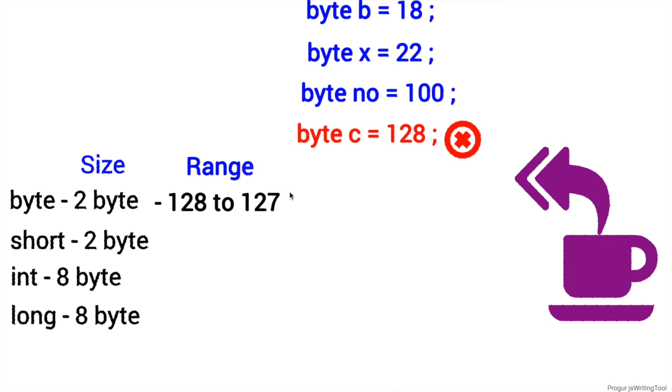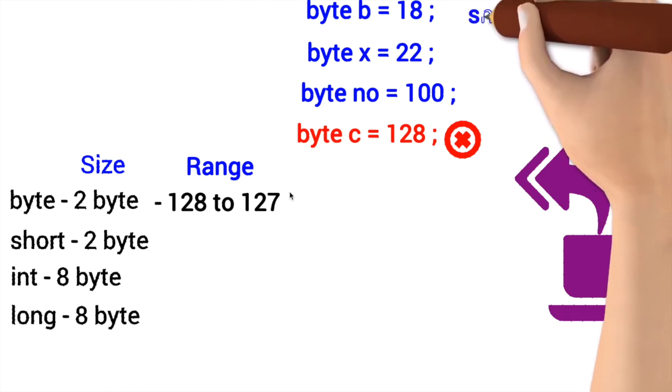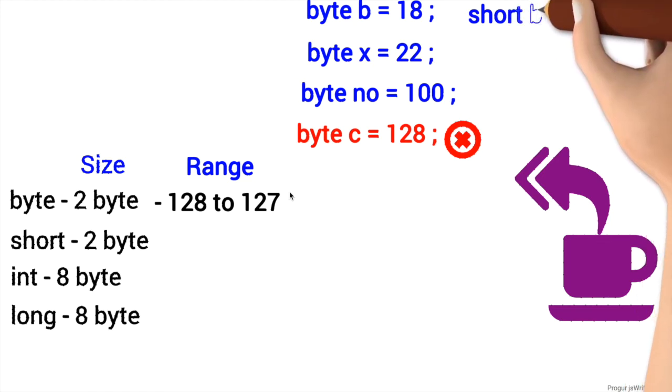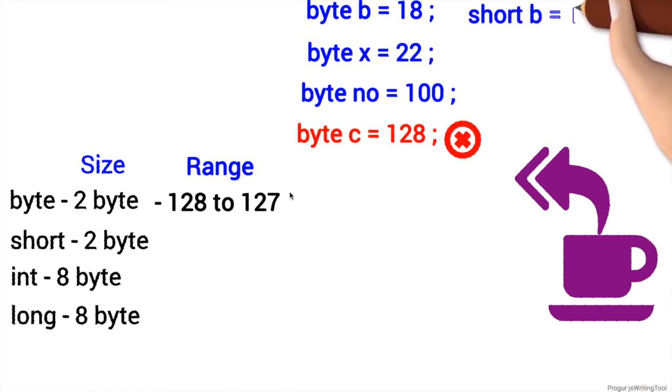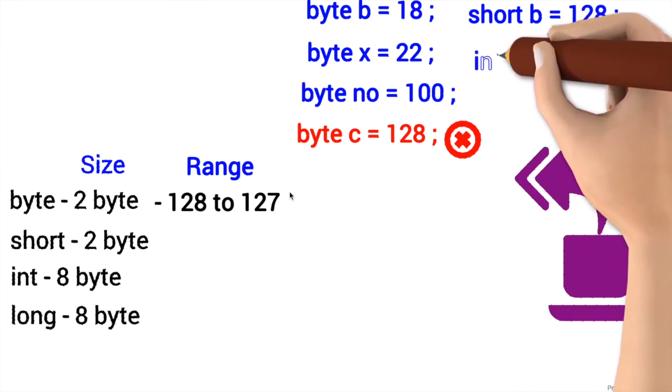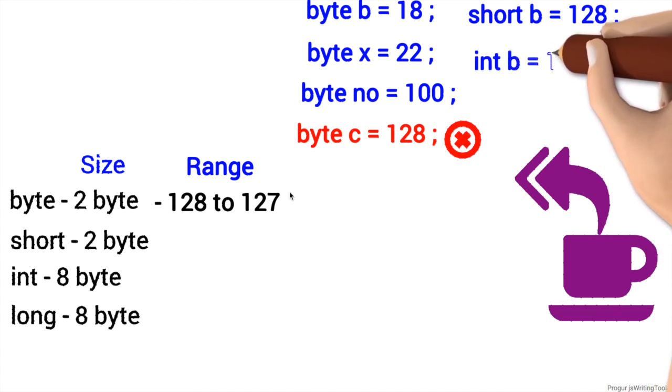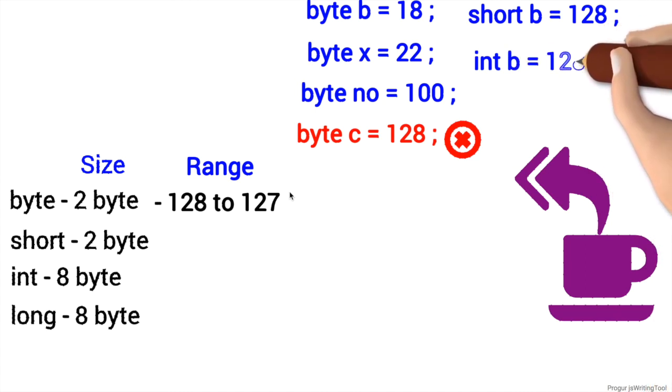Okay, we cannot represent the number 128 with byte, but we can represent it by using short or int. For example, we can write short b equal to 128. It is absolutely fine because the range of the short allows 128 to be stored within it. Okay, so now can you tell me, can you represent this using int? Yes, absolutely. We can write int b equal to 128. There is no problem in it because the range of int can store the number 128.